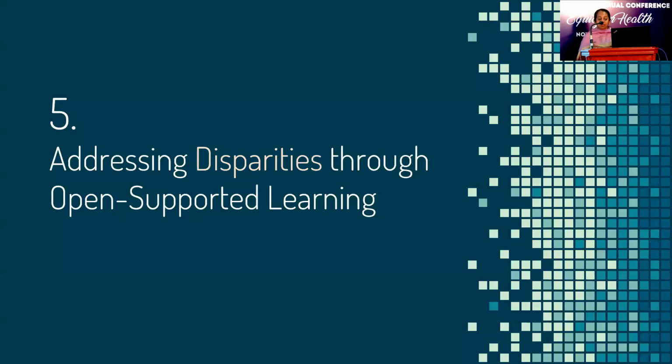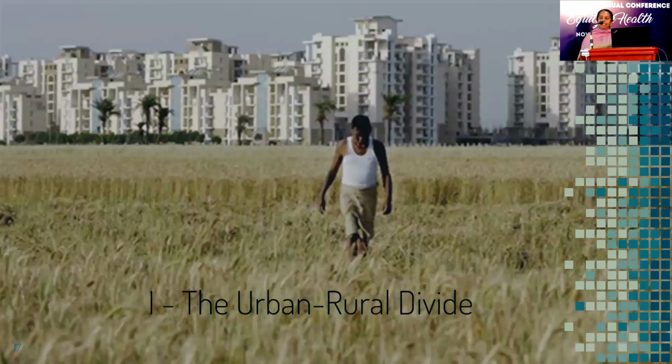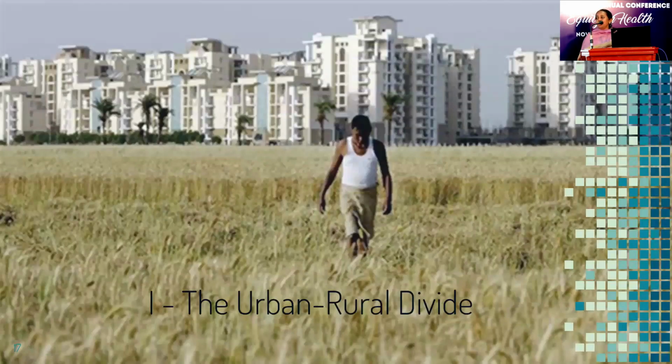So finally, I'm getting to really the disparities. And I've looked at 4 disparities. I'm sure as a group, if we brainstorm together, we'll think of many more. But in the interest of time, I'm just looking at addressing 4 disparities through open supported learning. And the very first one, I think, which is very obvious to us, and we can't not talk about this in a country like ours, is the urban-rural divide that exists in our country, even today, in 2023.